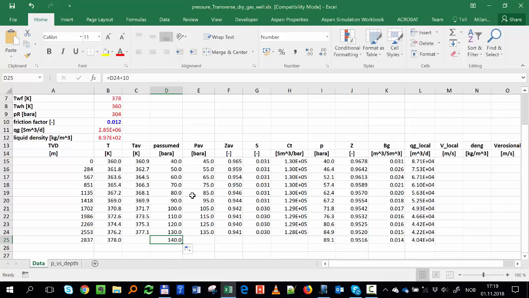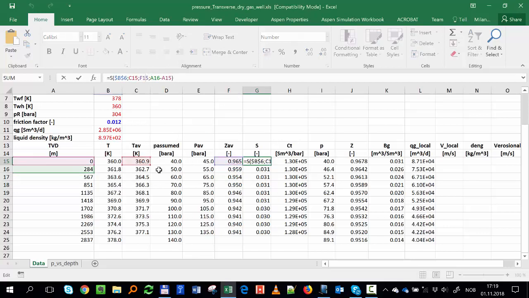So we assume, calculate the P average of the segment in the same way we have done with temperature, and we calculate this average deviation factor. After that, we have all we need to calculate S only for that segment. Remember, we're calculating C and S only for that segment.